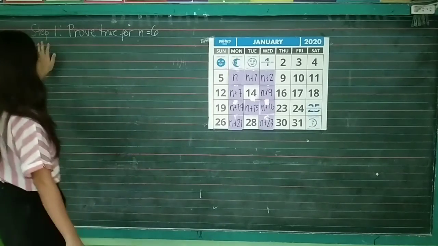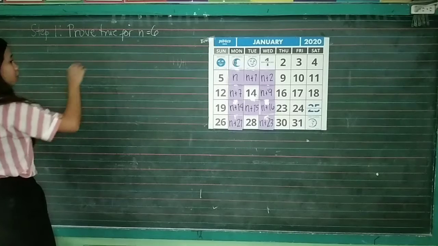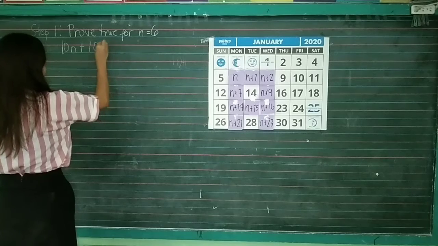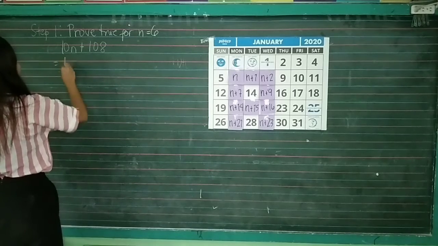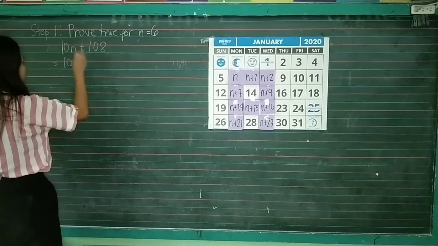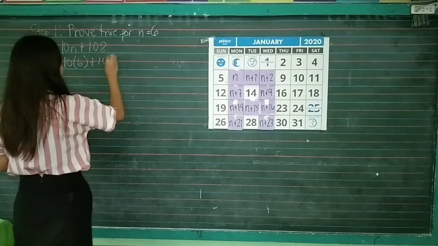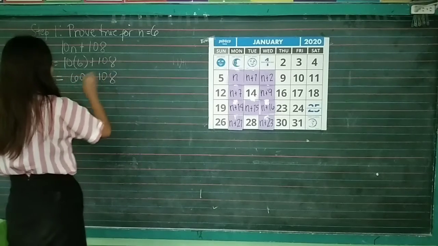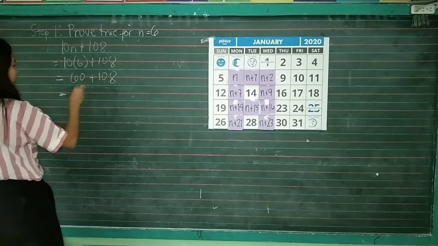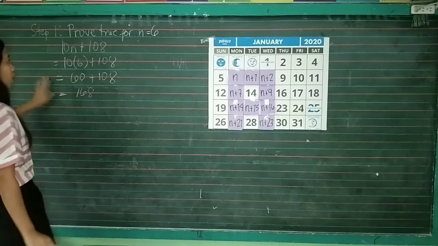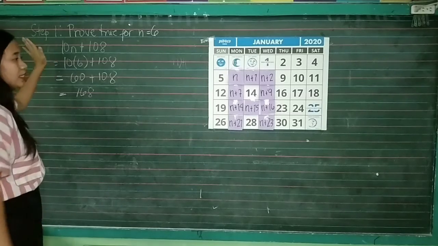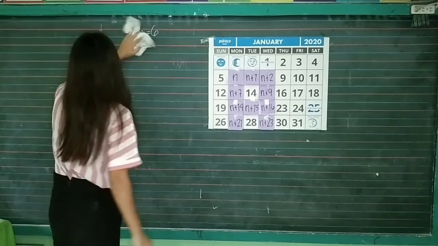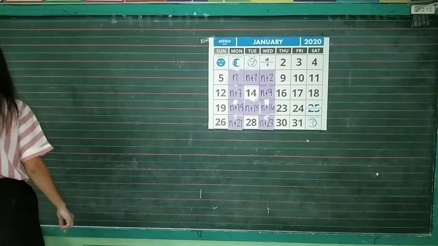So, next, let us write the general formula, which is 10n plus 108. So, substitute, ginawa na natin kanina. 10, substitute ng 6 yung n. So, 10 times 6 plus 108 is equal to 60 plus 108 is 168. So, tumama siya sa step 1. Ngayon, step 2 tayo. Yung n, papalitan lang natin siya ng k.